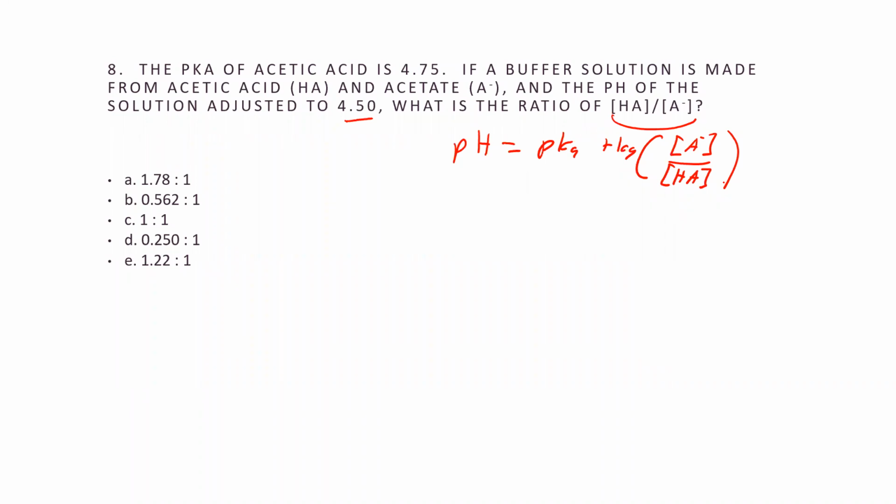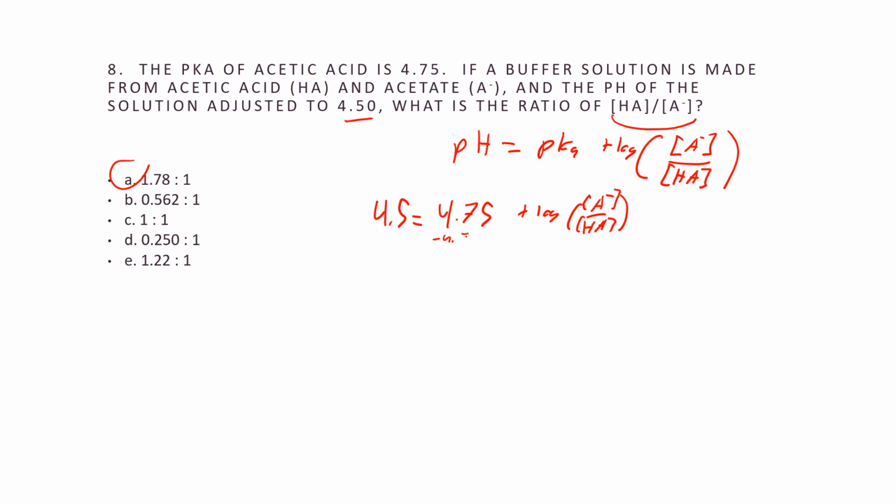Hey, yeah, good job, guys. So let's go through this. We know pH, 4.5, and pKa, 4.75. And we want to find this ratio. Well, actually the inverse of this ratio, but we'll get to that later.